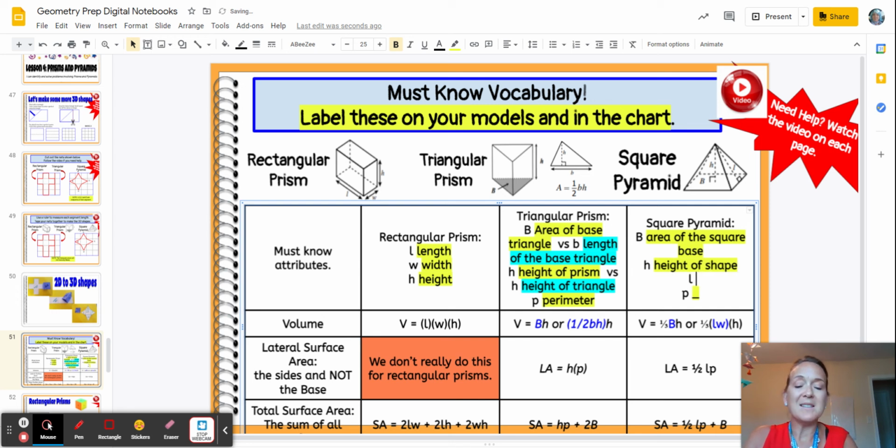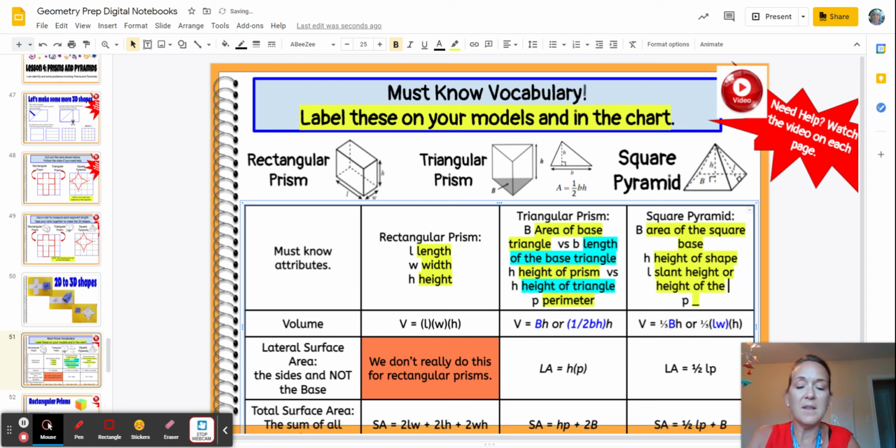And L is the slant height. Slant height or height of the triangle. Okay, so just like we had the height in this triangular base, we can have the height or the slant height of the triangles that make up the sides of the pyramid. And then, thank goodness, something is easy. Perimeter. Perimeter is the distance all the way around.